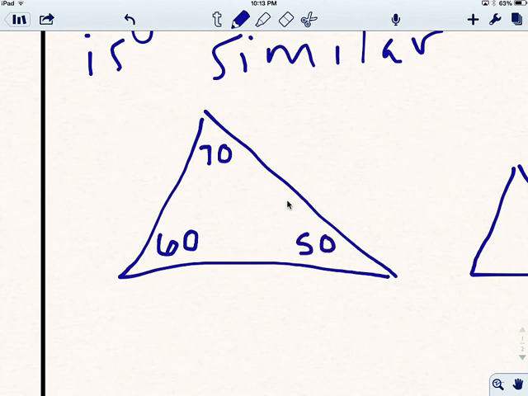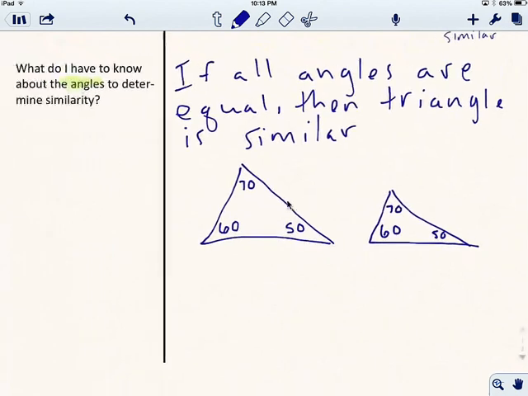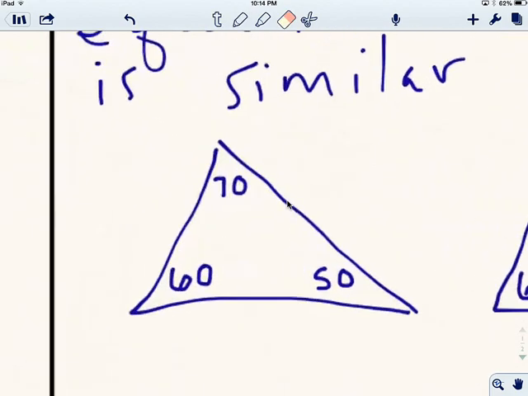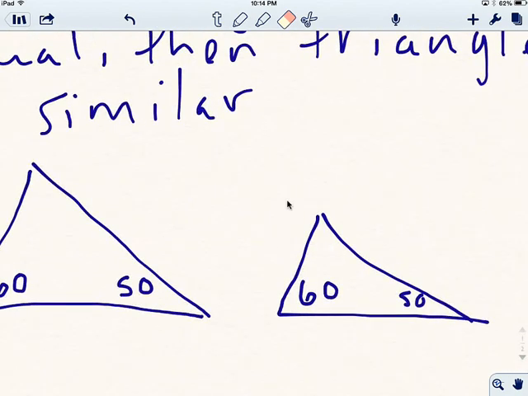Okay. And so if this triangle were going to be similar, then we would want to see the exact same angles, 60, 70, 50. All right, that makes sense. So obviously, if they give us two triangles and the angles in all three are the same, then I know that the two are similar. But what if they did this? What if they only gave us two angles? So let's say that 70 wasn't there. Okay, so they only give us two angles.